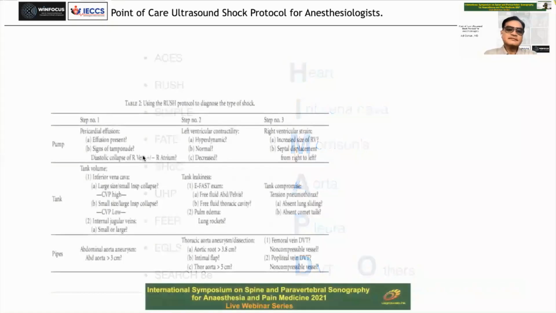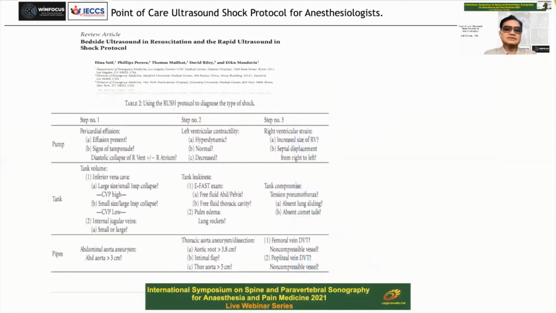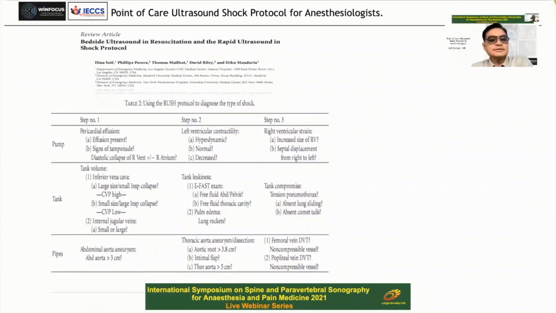But almost all of these protocols, I'll give an example, this famous protocol called RUSH, which stands for rapid ultrasound in shock protocol. They discuss three main fundamental parameters: assessment of the pump, assessment of the tank, and assessment of the pipe. This protocol further divides each of these three steps into further parts.